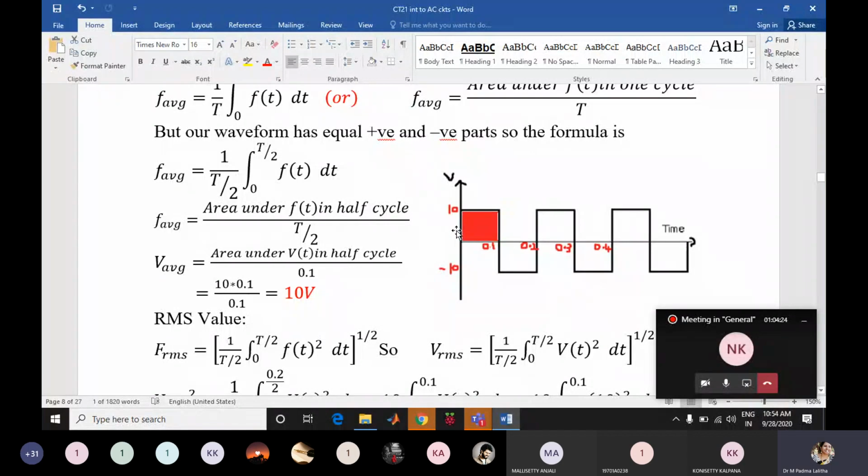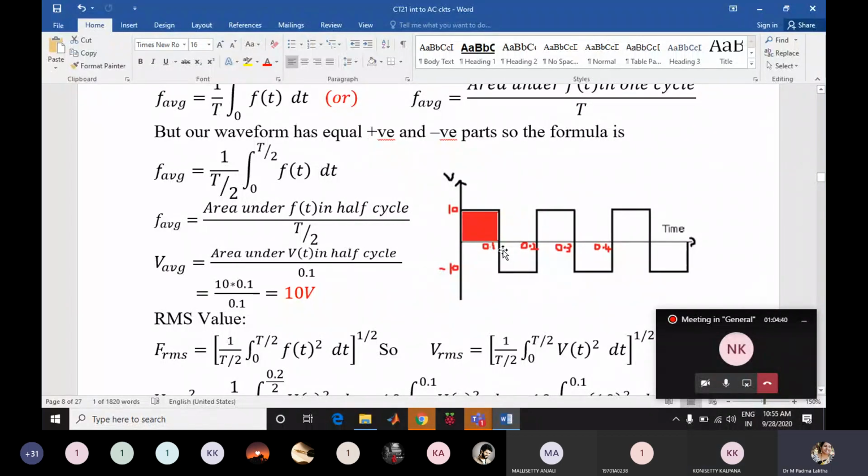Yes, a rectangle with sides A and B. What is the area? A into B, ma'am. So here, this side is 10 and this side is 0.1. So what is the area? 10 into 0.1.